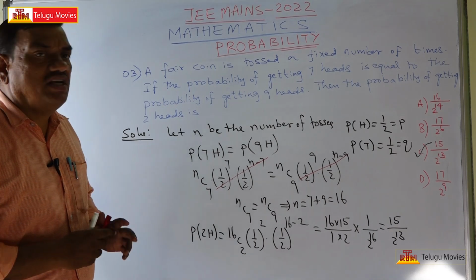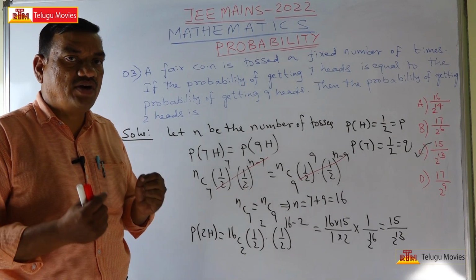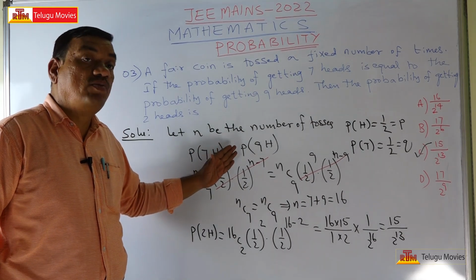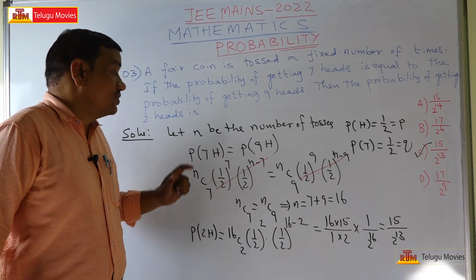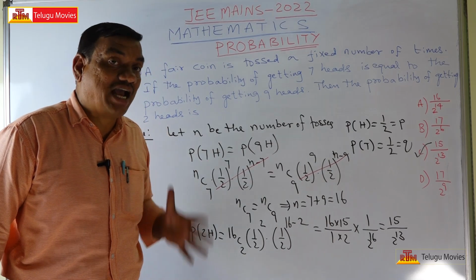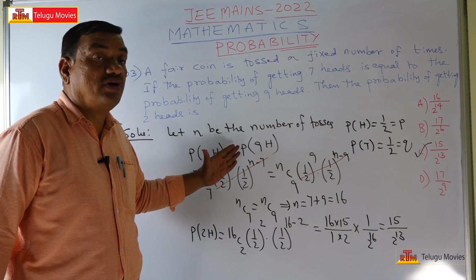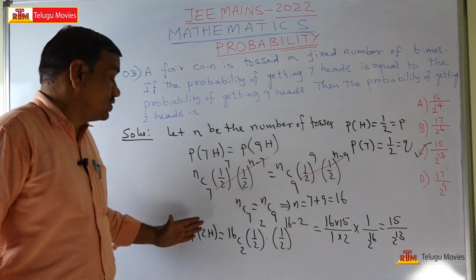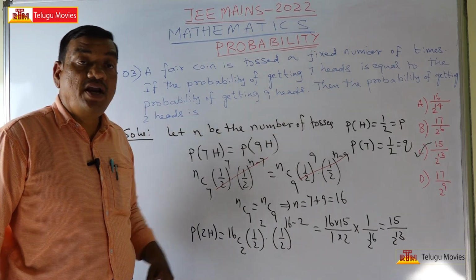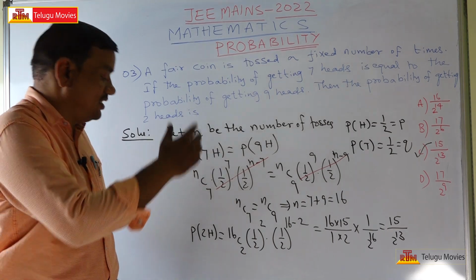So, a very easy problem. Let n be the number of tosses. The probability of getting 7 heads is equal to the probability of getting 9 heads only if the number of tosses is 16. And we were asked to find the probability of getting 2 heads, which is 15 by 2 to the power 13. So the answer is C.